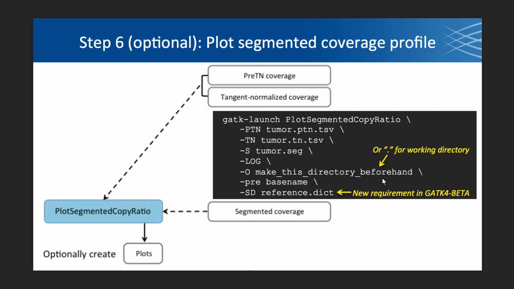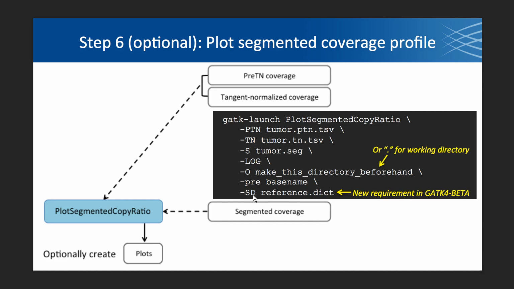And in the last step, you can plot. Plotting takes the pre-tangent normalized coverage, the tangent normalized coverage, as well as the segmented coverage, and gives you plots and QC metrics. And in the alpha version of this tool, we didn't have a sequence dictionary requirement, but now we require this, which means that you can plot against any reference. It doesn't have to be B37. That was a limitation of the alpha version.